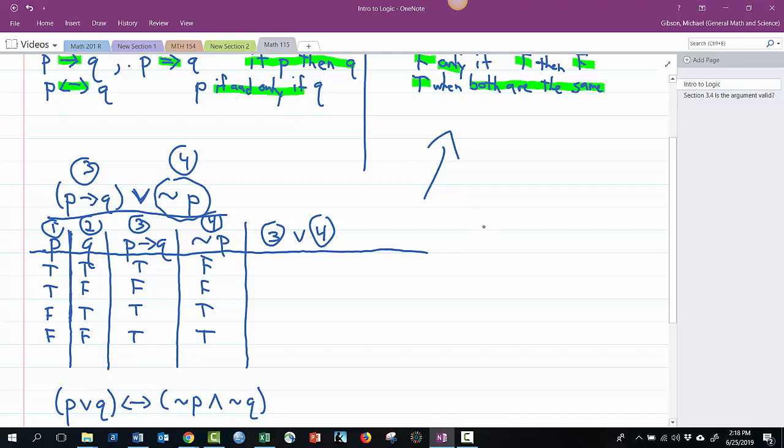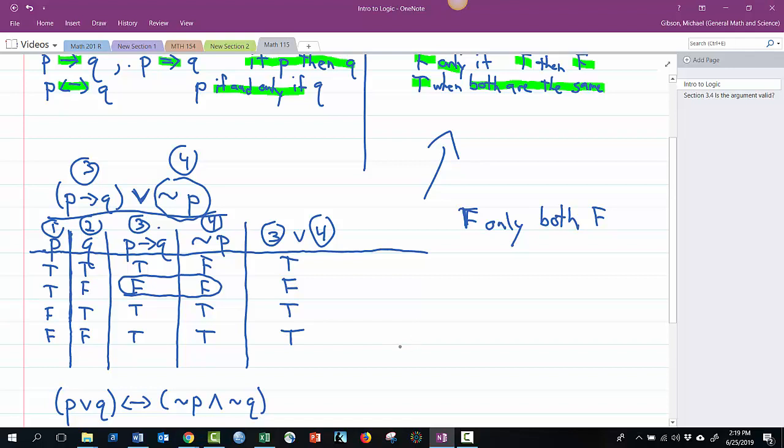Now remember the rule for or is false only when both are false, right? So we're putting this column 3 and this column 4 together. The only place where both of these are false is right here in the second row, right? Well, that's false only when it's false, so that one's false. That means these others are all true.